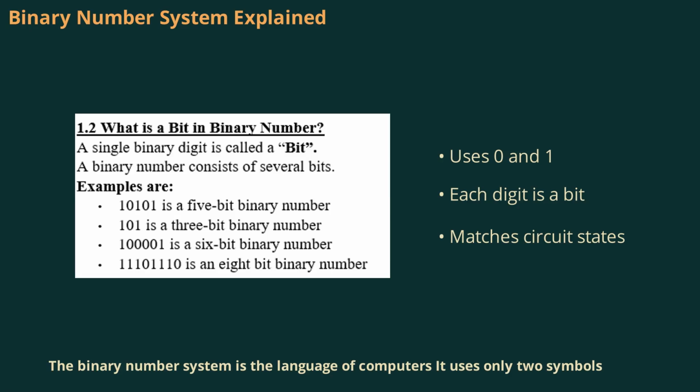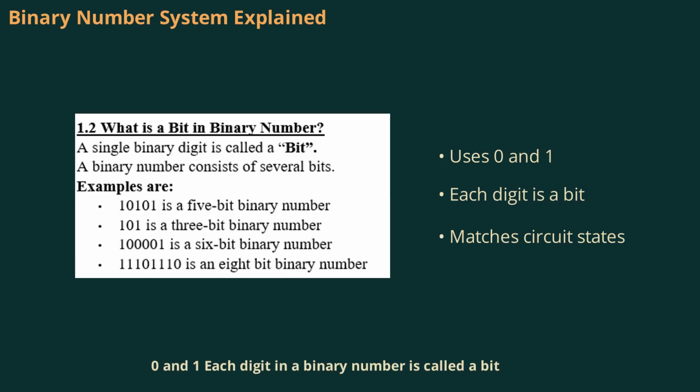The binary number system is the language of computers. It uses only two symbols, 0 and 1. Each digit in a binary number is called a bit. Computers use binary because it matches the on and off states of electronic circuits, making processing faster and more efficient. If computers used decimal, they'd need to handle 10 different states, which would be much more complex. That's why almost all modern devices, from smartphones to laptops, use binary internally. Let's see how binary numbers are structured and why they're so important.